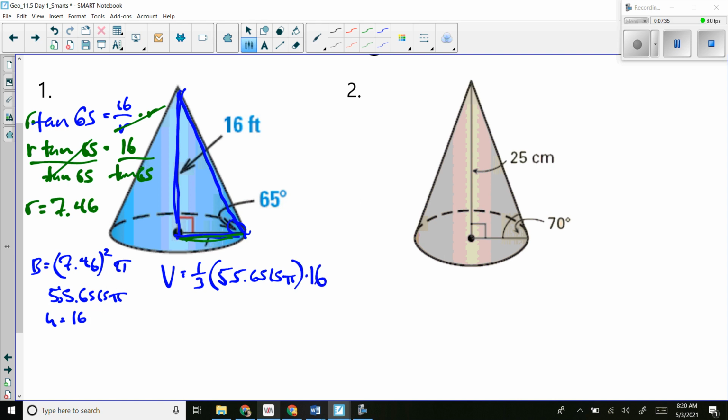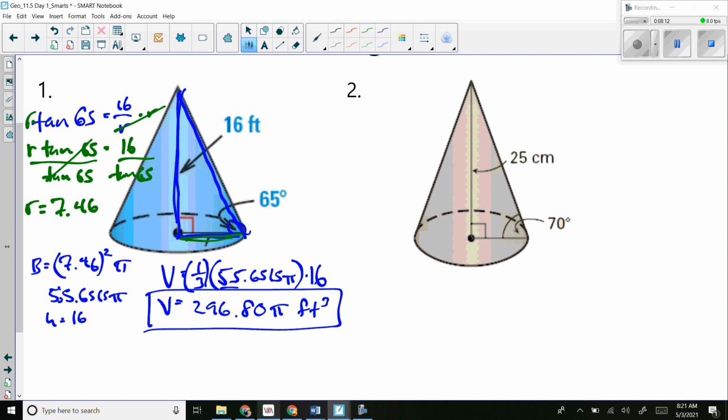Okay, if I lost you there, I was just correcting an error I had. This should be 55, not 65, for the area of the base. So 1/3 times 55.6515 pi times 16. If we type that into our calculator, you might want to throw the 1/3 in parentheses. This would equal 296.80 pi. Don't forget your pi on that. And this is in feet, so we have feet cubed.